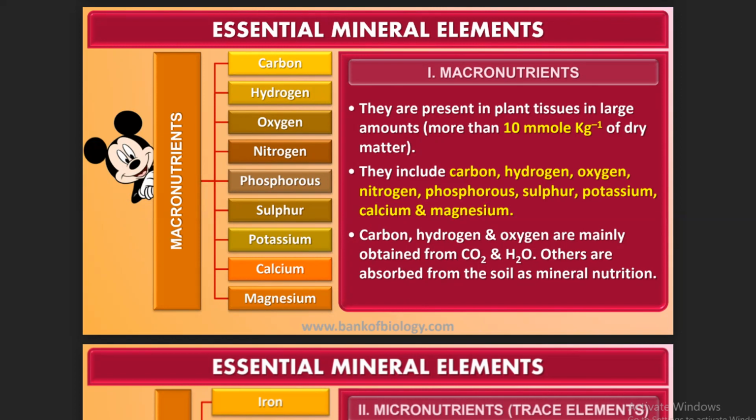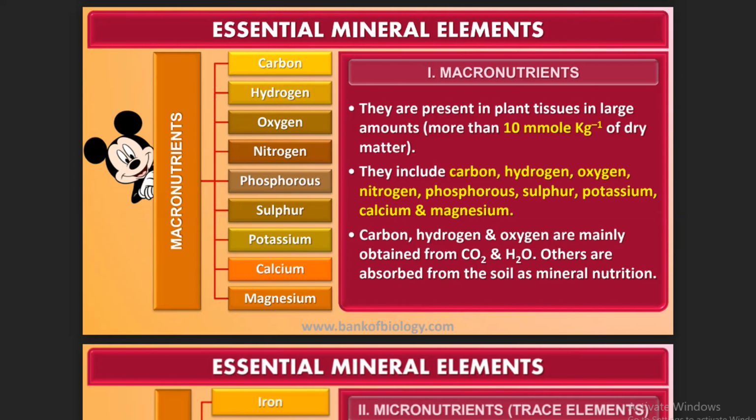So here it is required more than 10 millimole. Milli means 10 raised to minus 3. Got it? More than 10 millimole. Or you can just say 1 into 10 raised to minus 2 of dry matter. They include carbon, hydrogen, oxygen, nitrogen, phosphorus, sulfur, potassium, calcium, and magnesium.